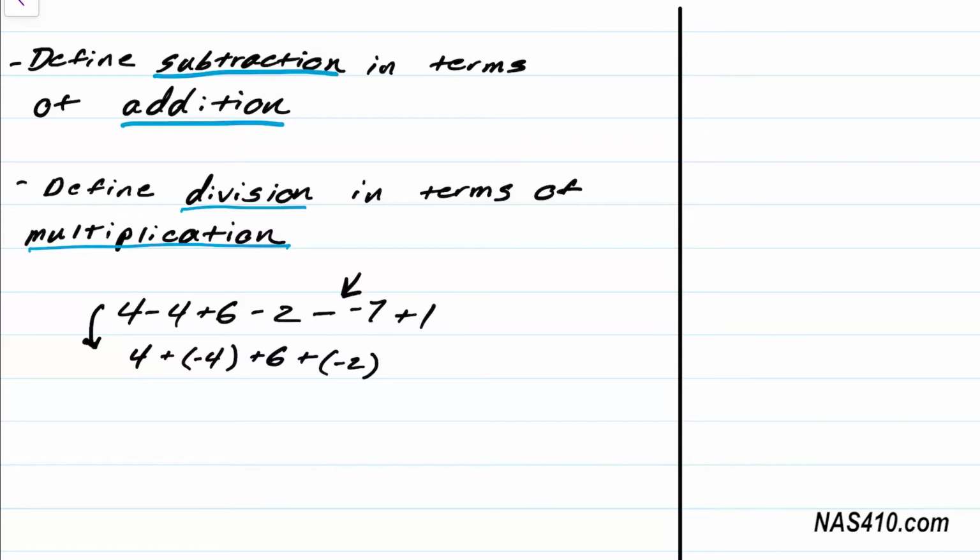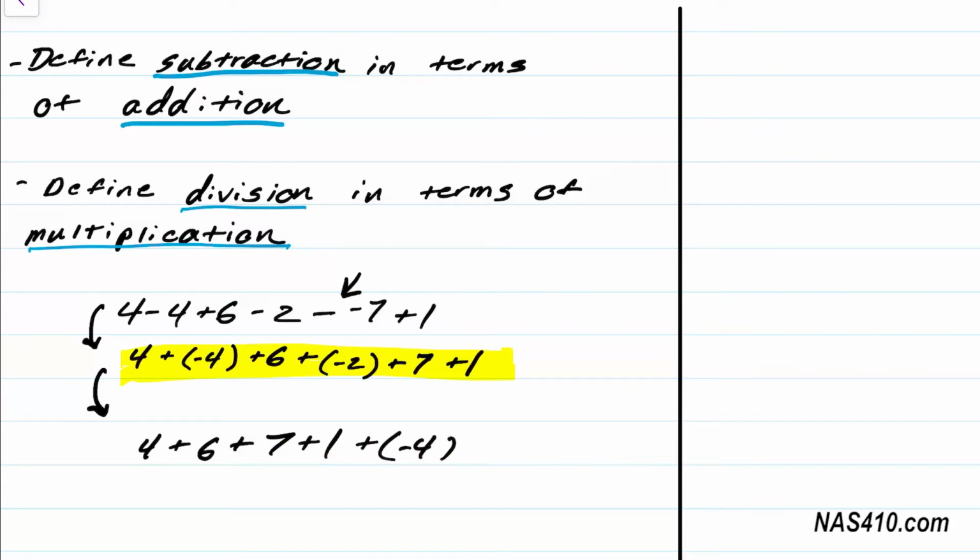Then right here I have 2 negatives, so that makes a positive. So positive 7 plus 1. Now if I look at the problem as I rewrote it here, it's actually a little easier to understand. I could further simplify this by putting all my positives on one side and all my negatives on the other. So I can rewrite this as 4 plus 6 plus 7 plus 1 plus negative 4 plus negative 2. Now this is a little easier for me to solve mentally.